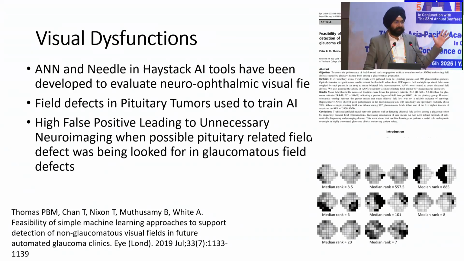Visual dysfunction: this AI looked at visual fields, and there's again one done on OCT, but I just put one visual dysfunction paper here as a representative. This is looking at whether a particular field defect could be related to a sellar or pituitary lesion among the field defects of glaucoma. They took lots and lots of fields, and took patients who were thought to have glaucoma but turned out to have pituitary tumors, and the other way around, and they found that if you train the AI, it's able to pick up certain patterns, but unfortunately the false positive rate was higher, so a lot of neuroimaging ended up happening in these cases. So they still have to refine this, but again, it can look at visual function dysfunctions.